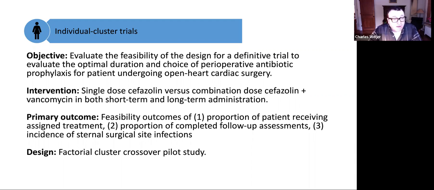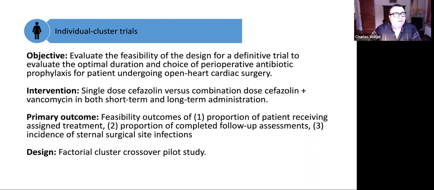The primary outcomes included feasibility outcomes of the proportion of patients receiving the assigned treatment, the proportion completing follow-up assessments, and a third outcome, which I take it was to be the primary outcome for the definitive trial, the incidence of sternal surgical site infections. The design was a factorial cluster crossover pilot study.